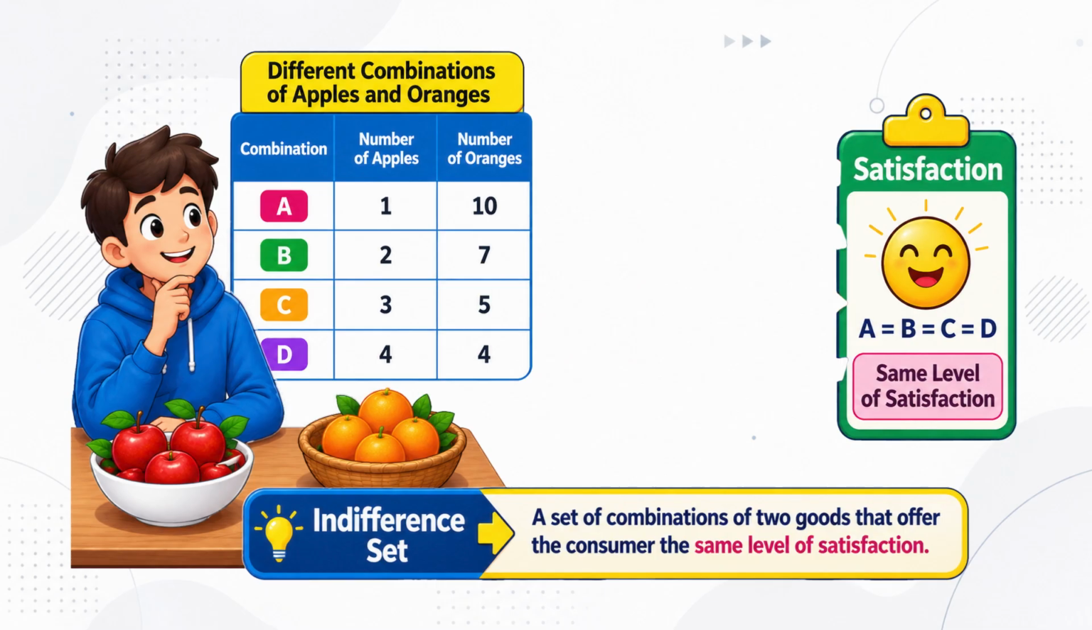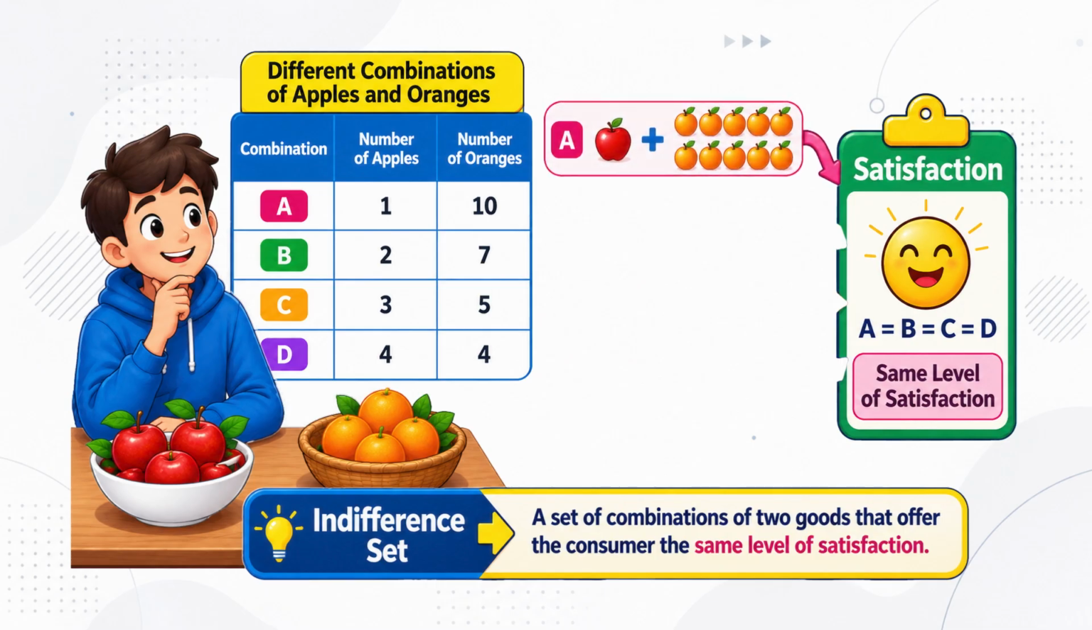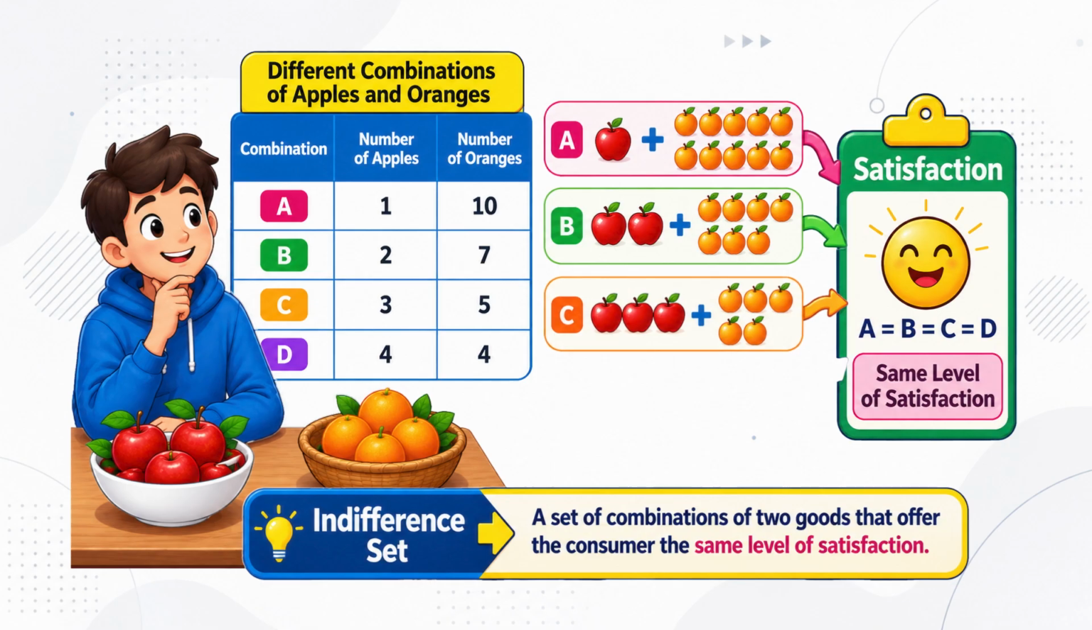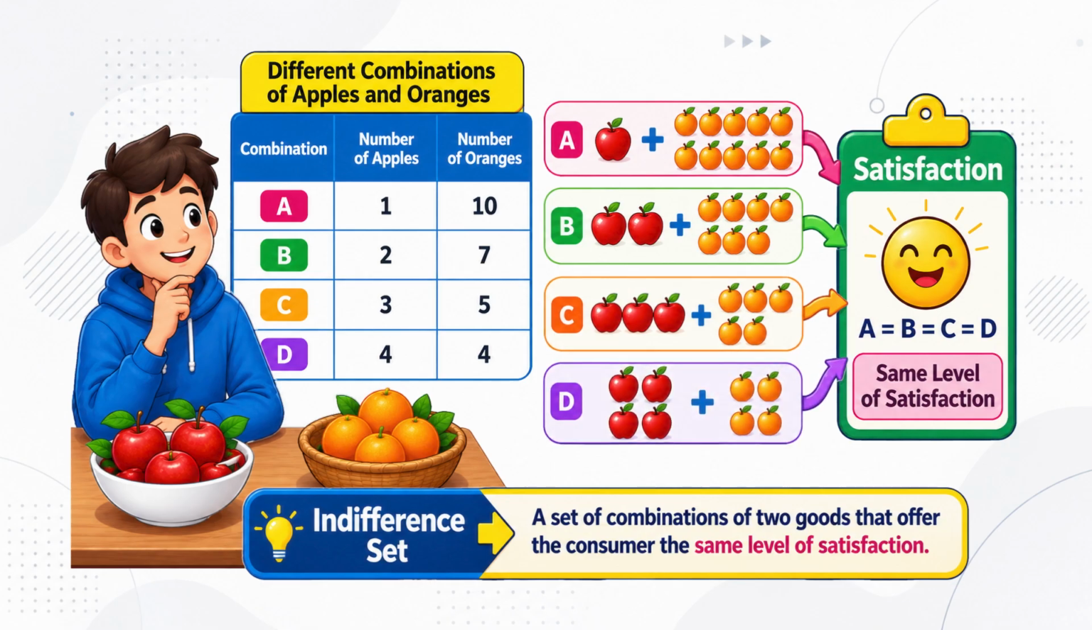In combination A, the consumer has 1 apple and 10 oranges. In combination B, he has 2 apples and 7 oranges. In combination C, he has 3 apples and 5 oranges. And in combination D, he has 4 apples and 4 oranges. An indifference set is a set of combinations of 2 goods that gives the consumer the same level of satisfaction. Therefore, the consumer is indifferent among all these combinations.